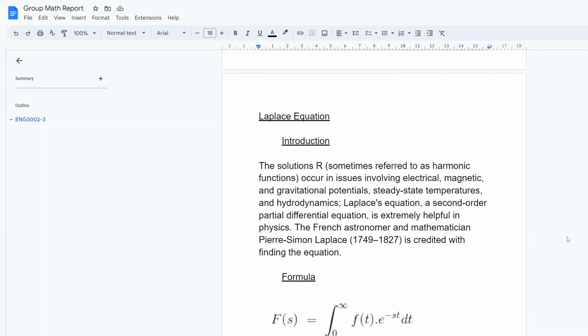Hello, my name is Iqbal, and I will be replacing my friend in the Laplace equation section. He is not well right now.